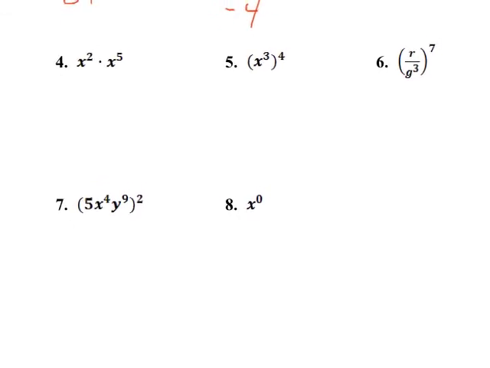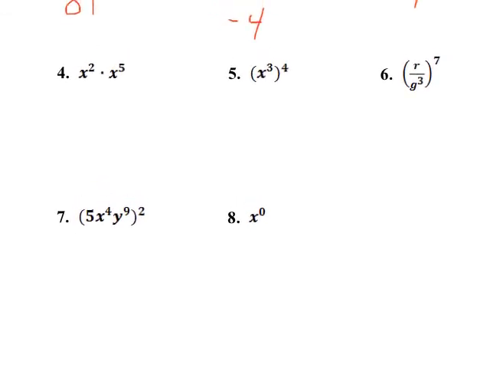Let's actually apply some of these rules of exponents that we talked about a few minutes ago. Number 4 here says x to the 2nd times x to the 5th. Well, my bases are the same, so I can use that first rule of exponents and I can add. So this simply means x to the 2 plus 5, or x to the 7th. Easy enough. Next one says x to the 3rd to the 4th, so it's a power to a power. So you're going to multiply your exponents, and end up with x to the 12th.